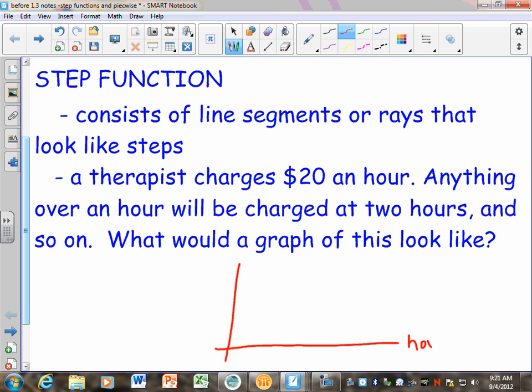So let's make our x-axis hours. So I'm going to go 1, 2, 3, 4, 5. And if we're talking about how much we're getting charged, if our x-axis is hours, what makes sense for our y-axis? Money, how much we're getting charged. And since we're going in increments of 20, I'm going to make my y-axis go by 20s.